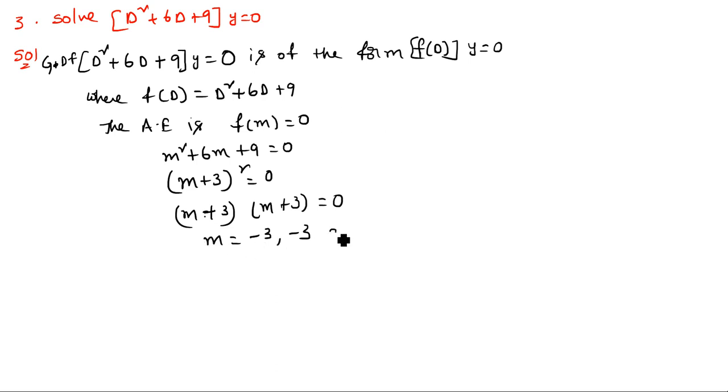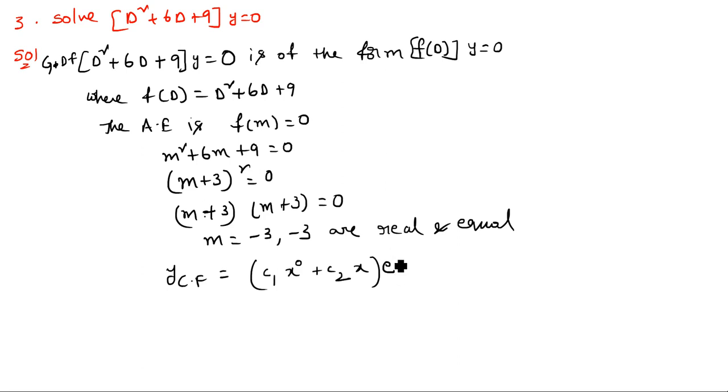Now observe here what are the types of roots. These roots are real and equal roots. So how to write the complementary function if roots are real and equal? Two roots are there, so we have to take two arbitrary constants. For equal roots, you have to consider c1 x power 0, c2 into x into e power minus 3x.